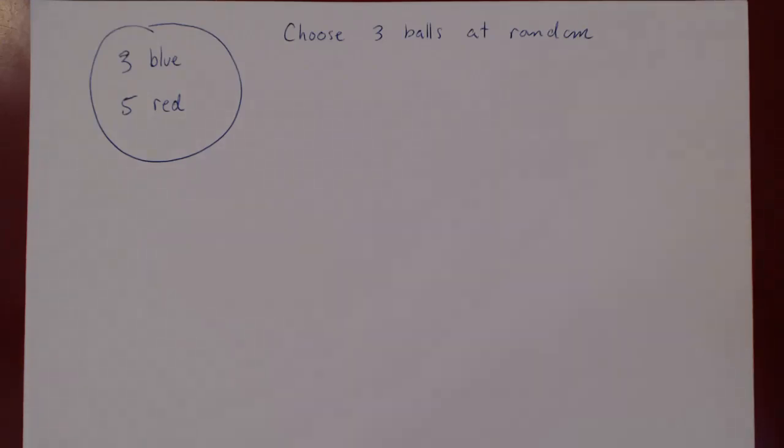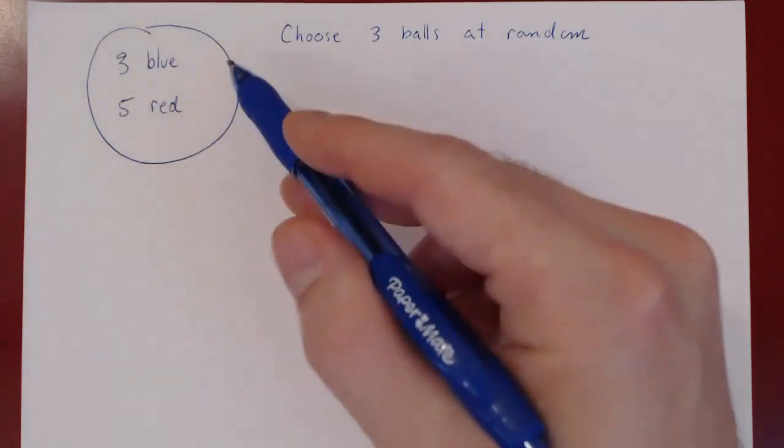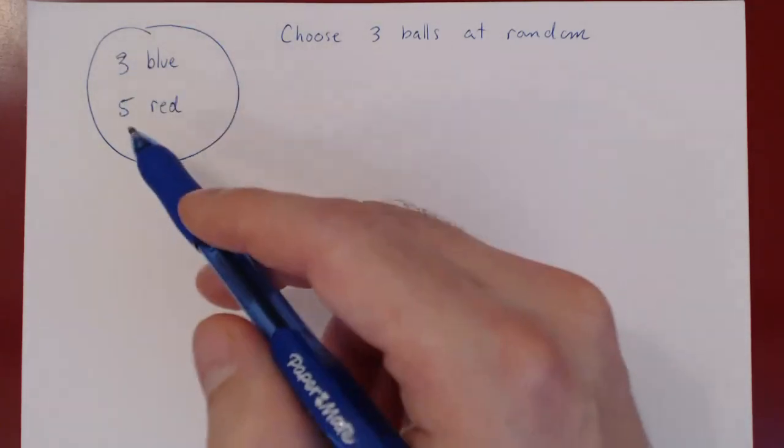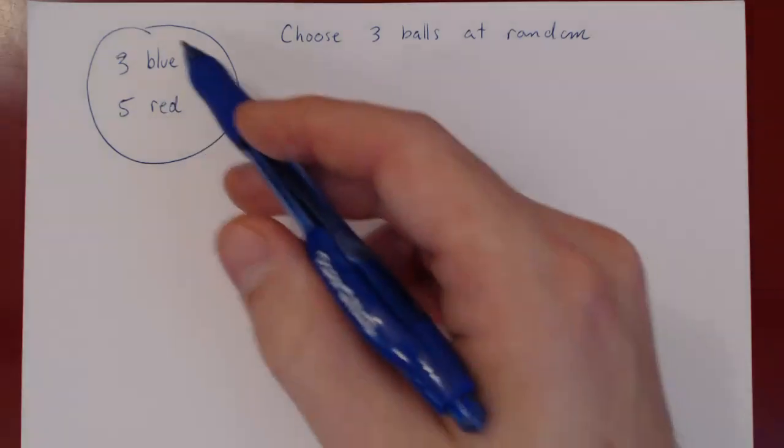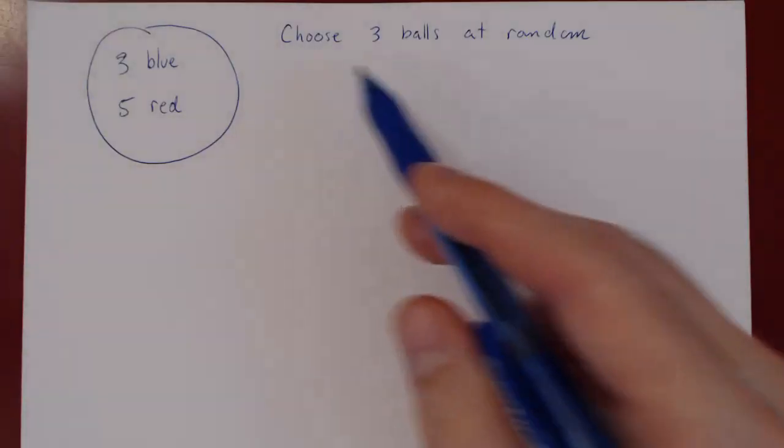Okay, so in this video, we will consider an example of a random variable, construct its probability distribution table, its histogram, find its mean, its variance, and its standard deviation. So here's the experiment. Consider that we have an urn that contains 3 blue balls and 5 red balls. And the experiment is we will choose from this urn randomly 3 balls.